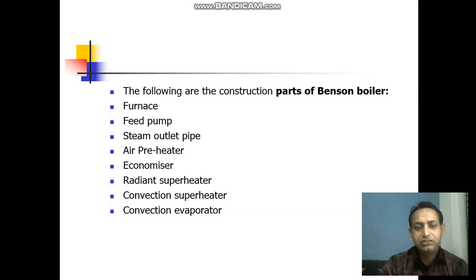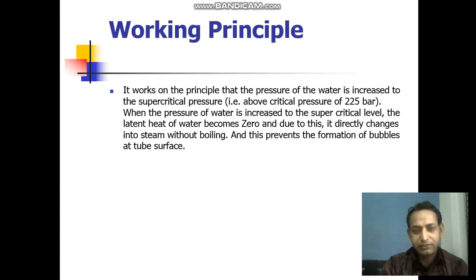The following parts of the Benson boiler are given. As in the case of the LaMont boiler, the parts are the same, but there is a slight difference in the pressure which is given to the feed water. So the basic parts of the Benson boiler are: the furnace, feed pump, steam outlet pipe, air preheater, economizer, radiant superheater, convective superheater, and convective evaporator.